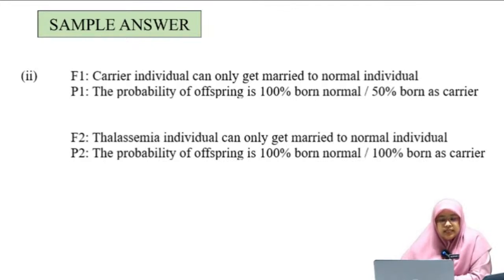Or if they are thalassemia individuals, they should only get married to normal individuals, so that the probability of offspring is 100% born as carriers, and the thalassemia will not be inherited by the next offspring. So that's all for today from me, and thank you.